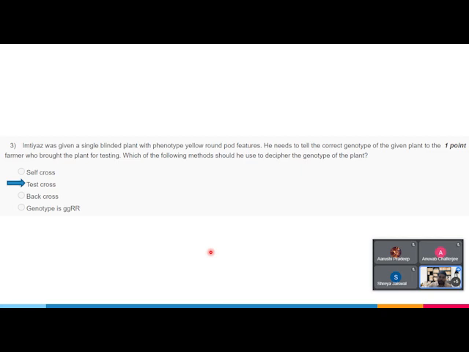So our current answer for this question is number B, that is test cross. Does anyone want to add anything to this?